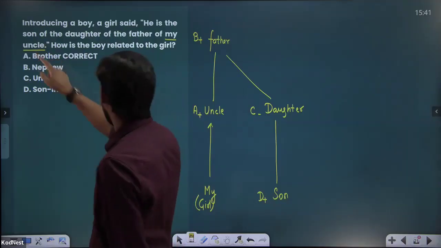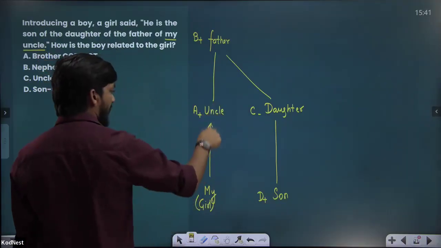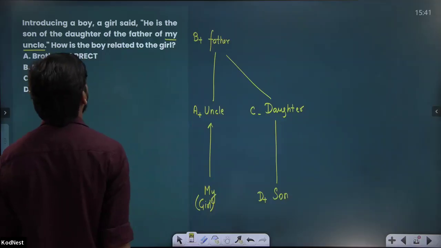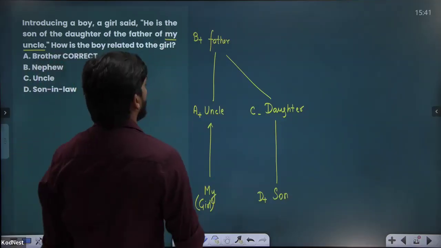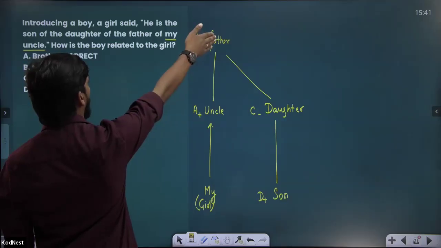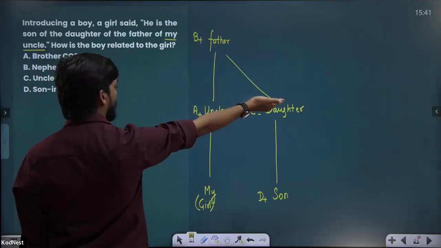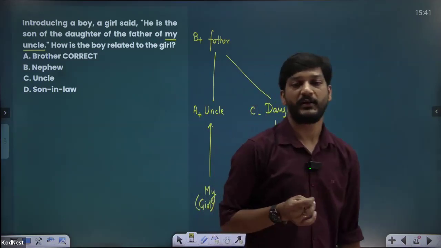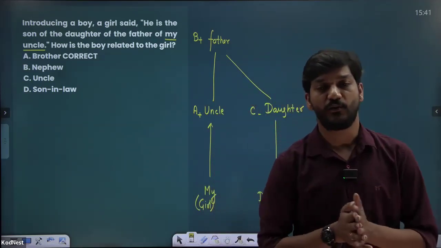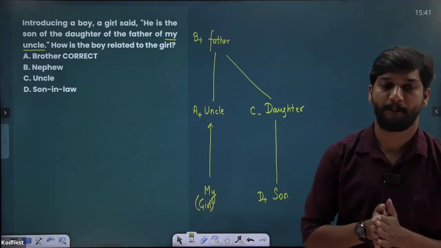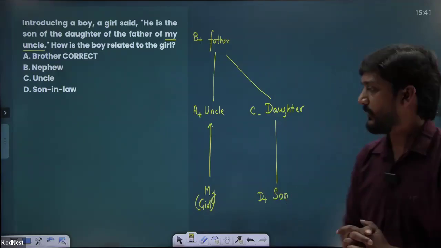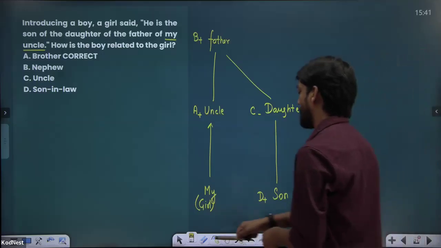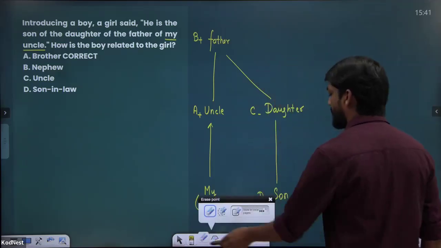My uncle, my uncle. Arrow relation will be used, uncle. After that, father. So take the father of uncle. After that, take the daughter of father. Then take the son of daughter, like this, one by one. So what relation is coming out? Okay. So carefully see.